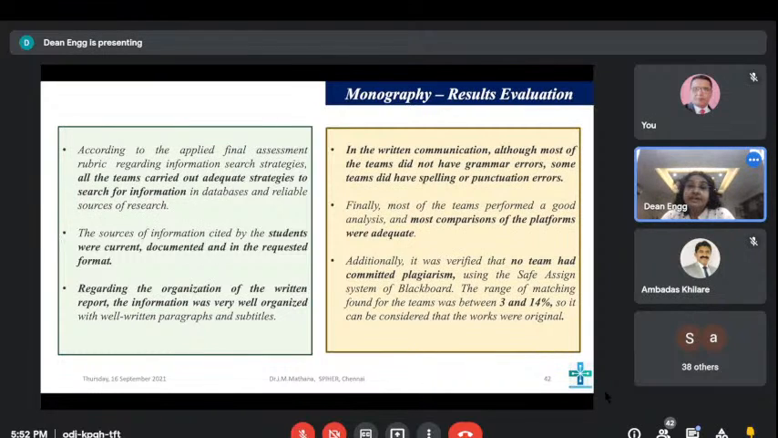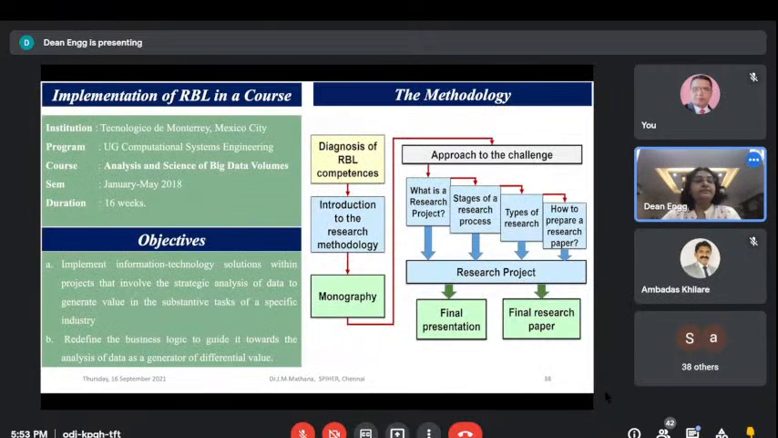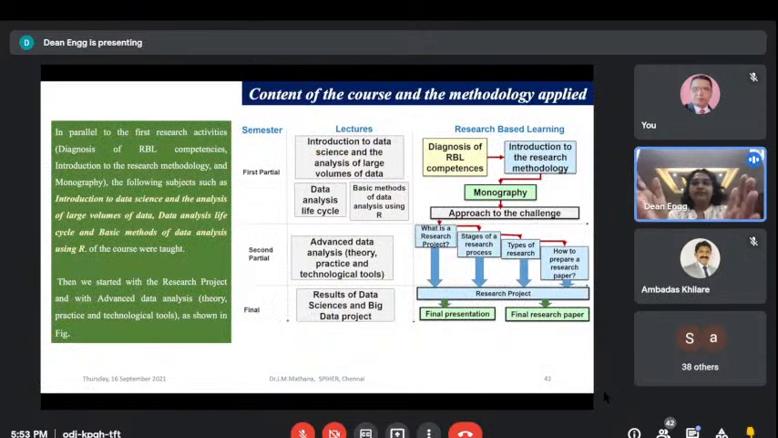Then the faculty member checked the plagiarism of the report too. So maximum, the plagiarism is only from 3 to 14%. So now 3 processes are over. Parallelly, the faculty took 3 basic modules of that subject. That is introduction of data science and analysis of large volume of data, data analysis life cycle, then basic methods of data analysis using R. So these are the first 3 modules of the particular subject we selected. What is the name of the subject? Analysis and science of big data volumes. Okay. Now, this is the first phase.